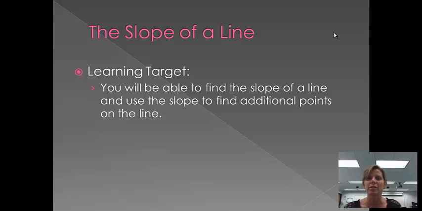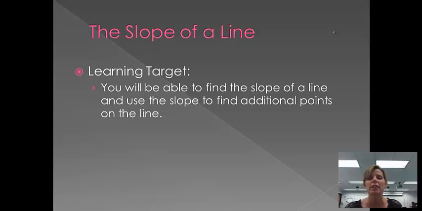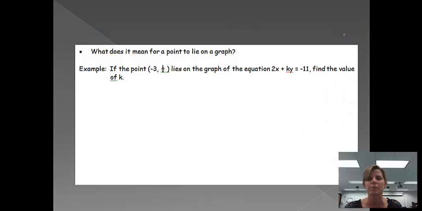So at the end of this lesson, you'll be able to find the slope of a line and use the slope of a line to find additional points on the line. All right, before we actually get into finding the slope, just a question that I'd like to answer. What does it mean for a point to lie on a graph?